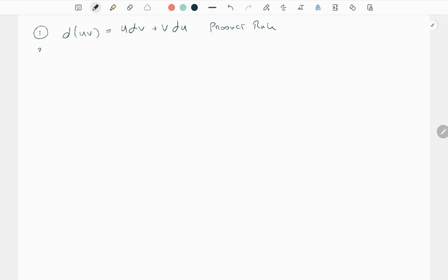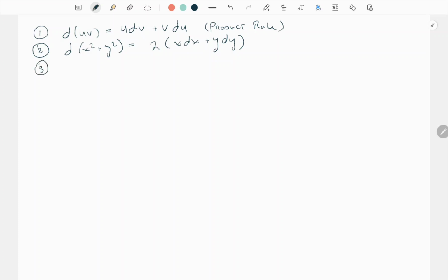Okay. The second equation is d of x squared plus y squared is equal to 2 of x dx plus y dy. Okay? And again, we'll see that this is just a differential, well, it's just a derivative.